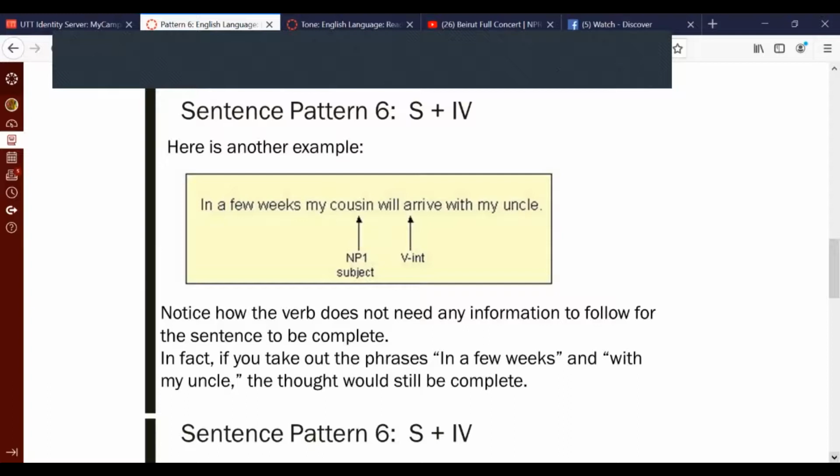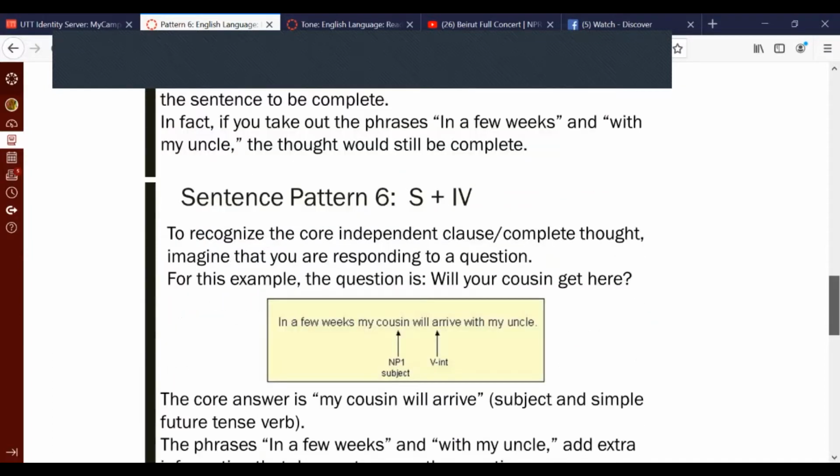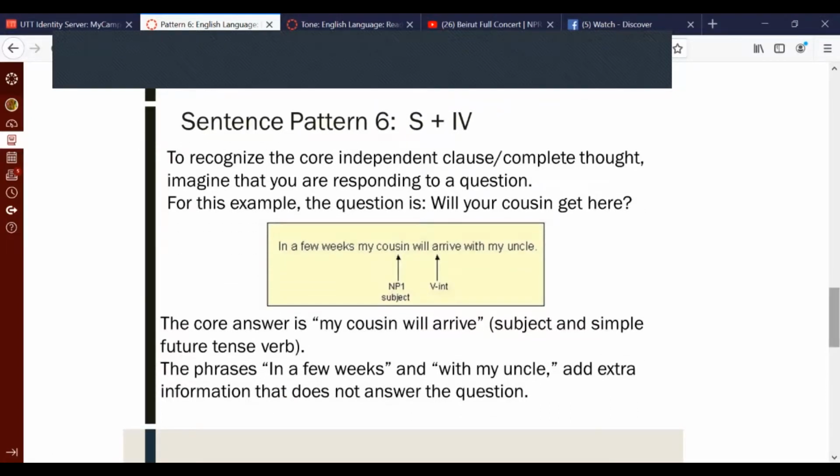So you notice even when you add with my uncle or in a few weeks, arrive is not acting on uncle. It's not acting on few weeks. It has no direct or indirect object. It does not need one. Right. So one of the key ways of interpreting a sentence and whether you got your sentence right is to figure out what question it answers. Right?